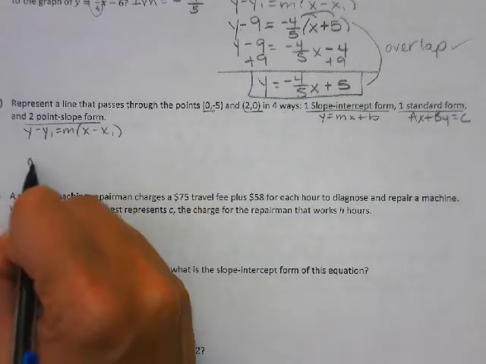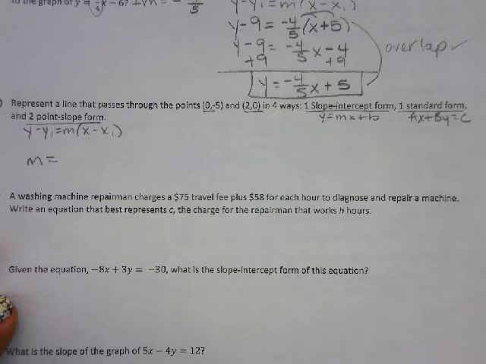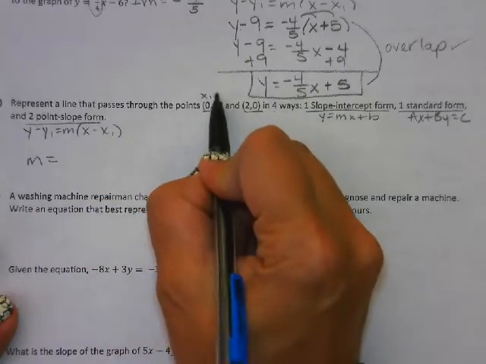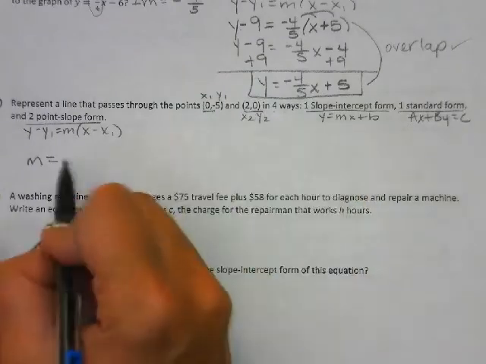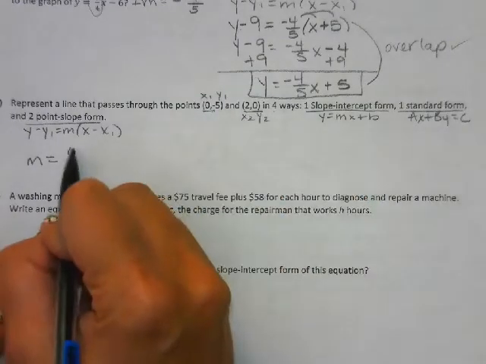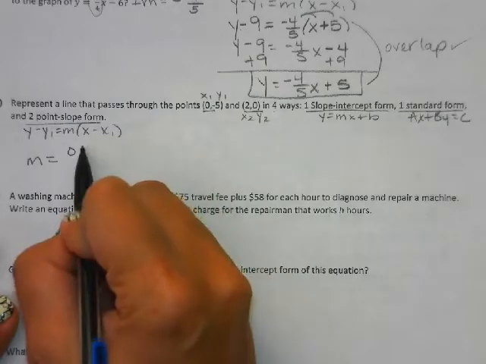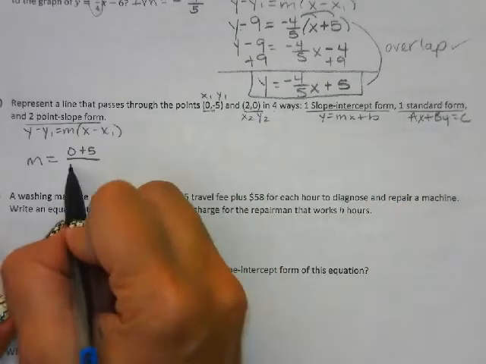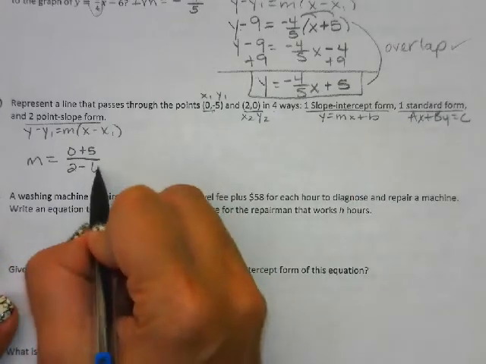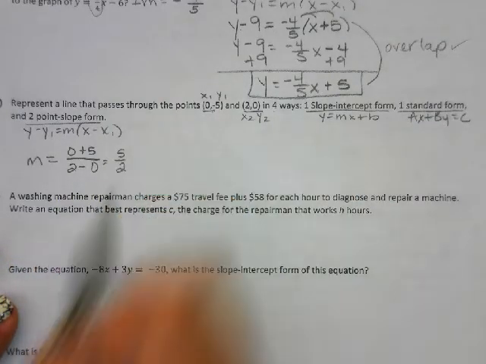So the first thing I need to do is find my slope. So I can say x1, y1, x2, y2. So my slope formula says y2 minus y1. It's a -5, so it becomes a positive, over x2 minus x1. So my slope is 5/2.